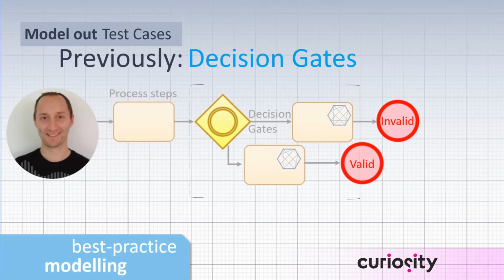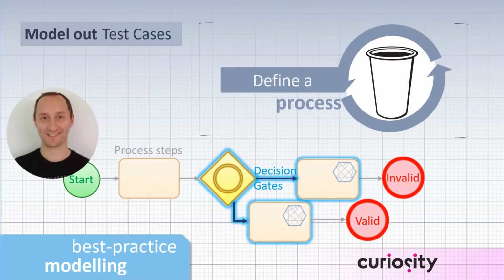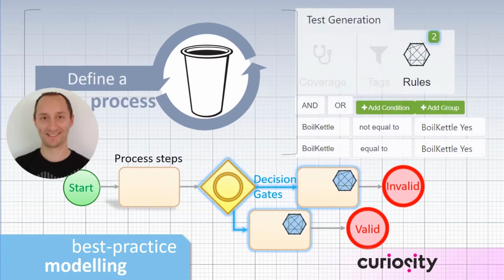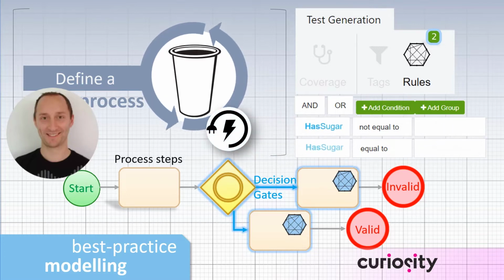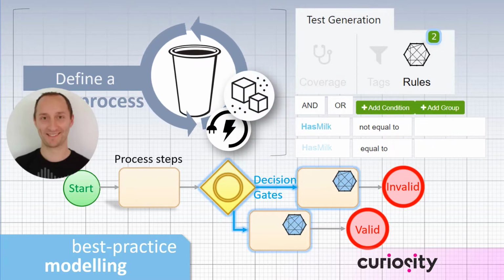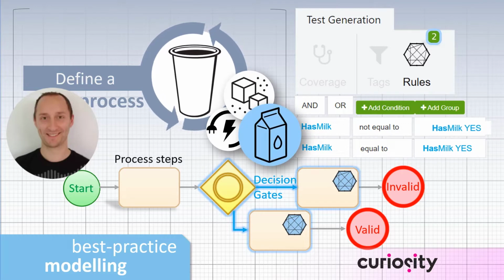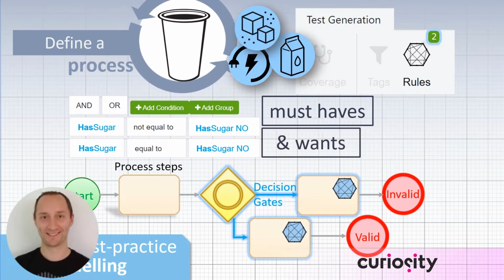We've previously spoken about decision gates and defined processes around making a cup of tea. We use these decision gates to add key journeys within our testing process. Things like having a kettle. Does it boil? Having sugar. Do we want that or not? And the same for milk, for example. All of these are different journeys, and the choice that we make affects those journeys. We've referred to this as the must-haves and the wants.